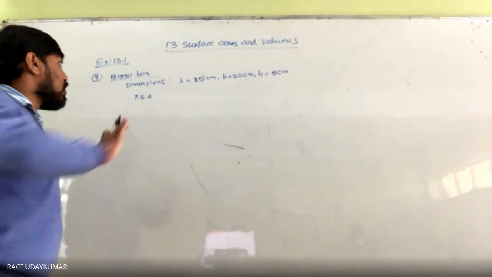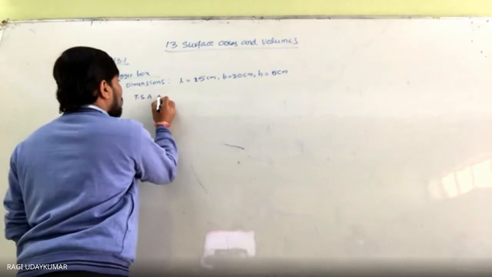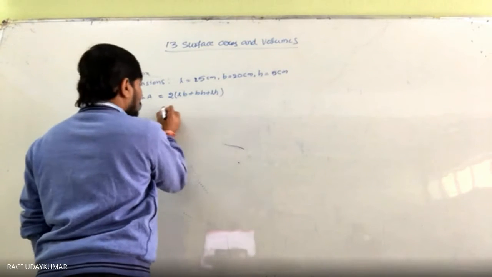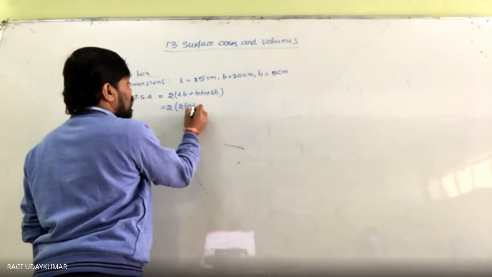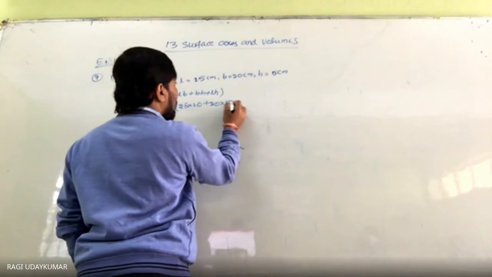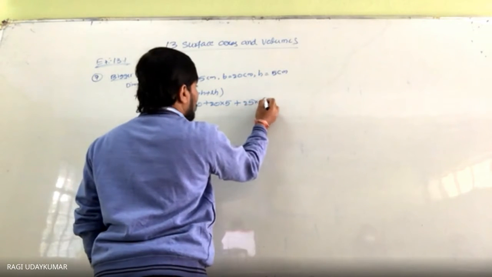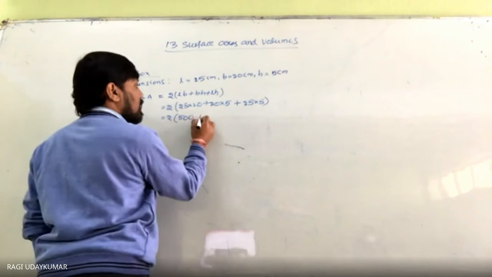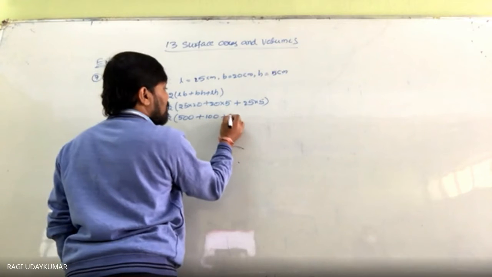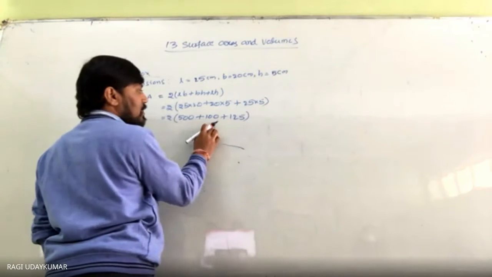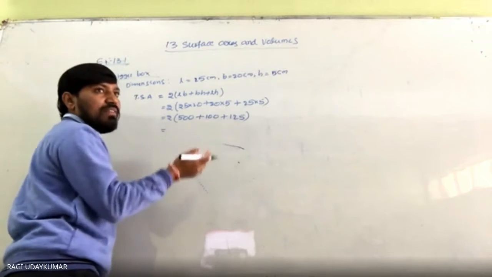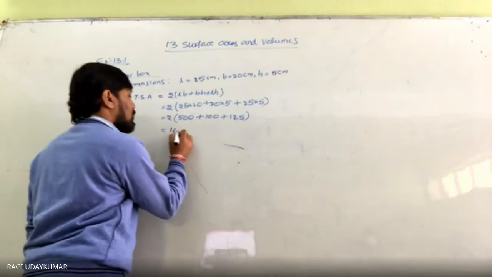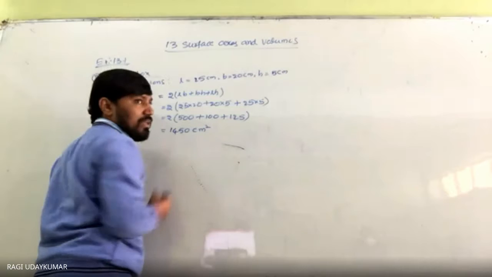Cardboard actually. So we are going to find out the total surface area, which is equal to 2 into (LB plus BH plus LH). LB is 25 into 20, BH is 20 into 5, and LH is 25 into 5. So 2 into (500 plus 100 plus 125), which is 2 into 725. Double 725 means 1450. So we are going to get 1450 centimeters square.